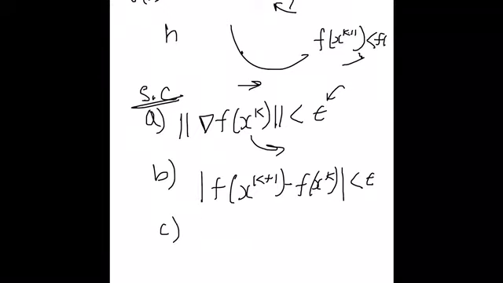Similarly, it depends on whether the problem is arg min or min. We can also choose this as the stopping criterion: the norm of x_{k+1} minus x_k is less than epsilon. So this can also be a stopping criterion.